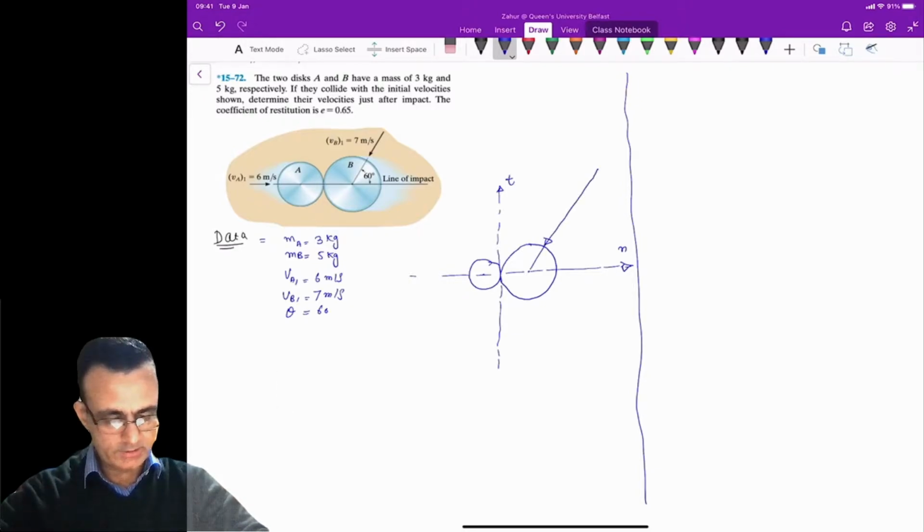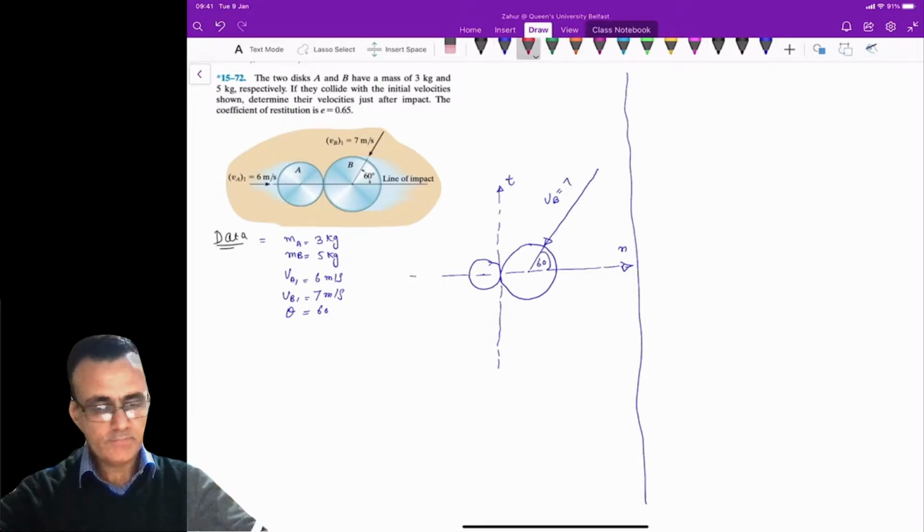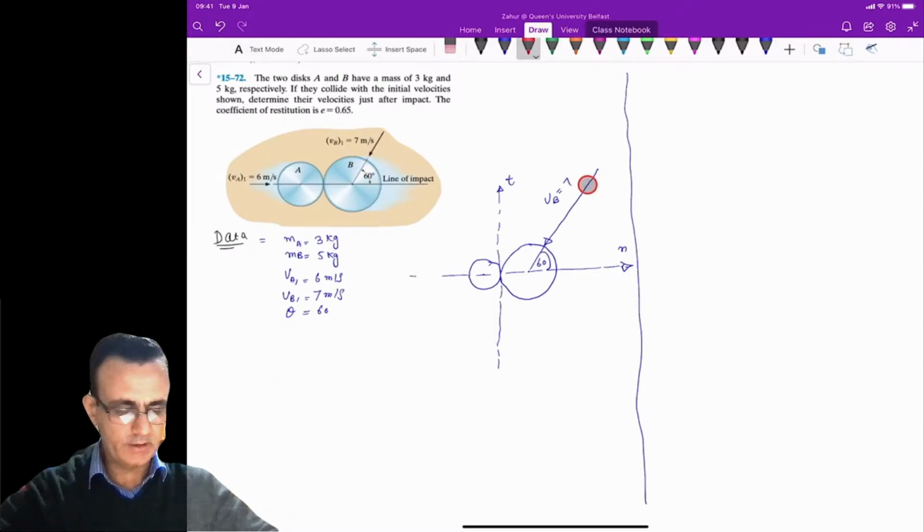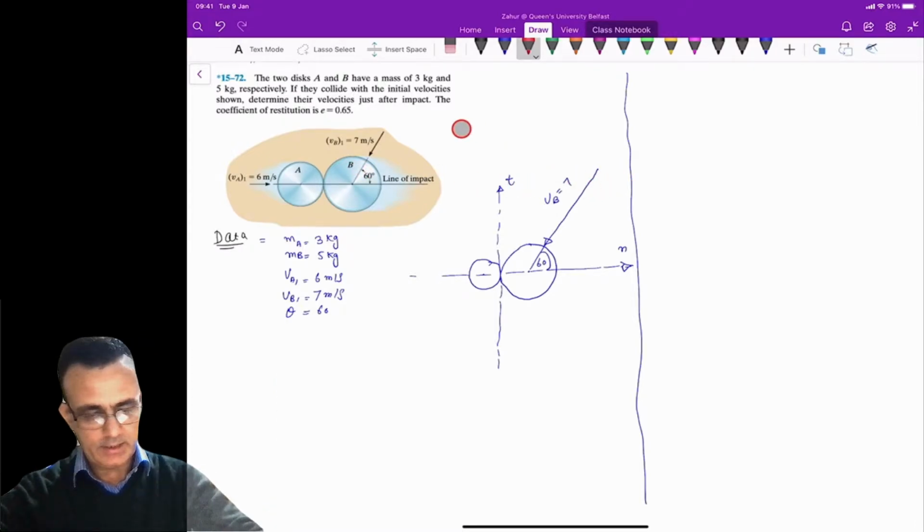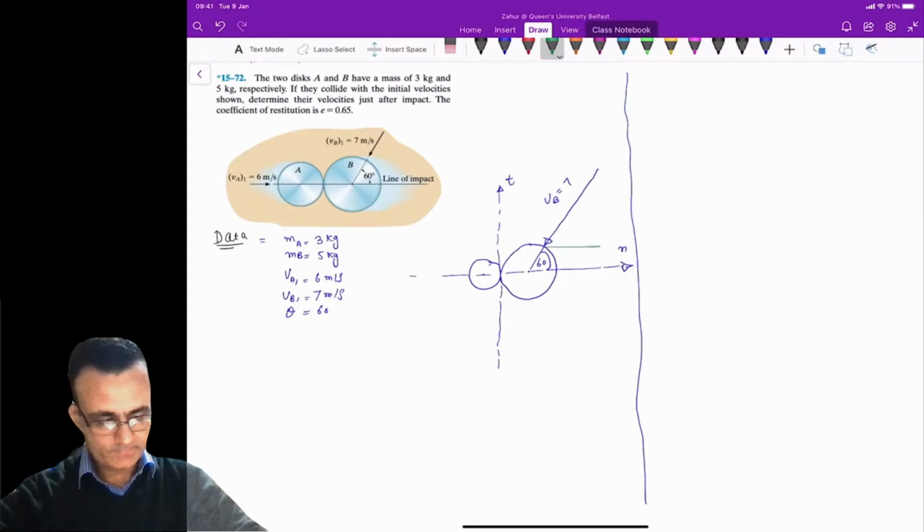So the velocity of B we can call VB, which is equal to 7, and this angle is given, which is 60. We can obviously split this velocity into two components in n and t direction. This angle is 60 here. So this will be VBT, and this will be VBN.